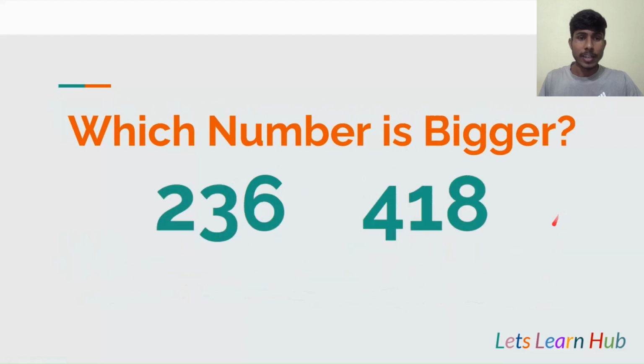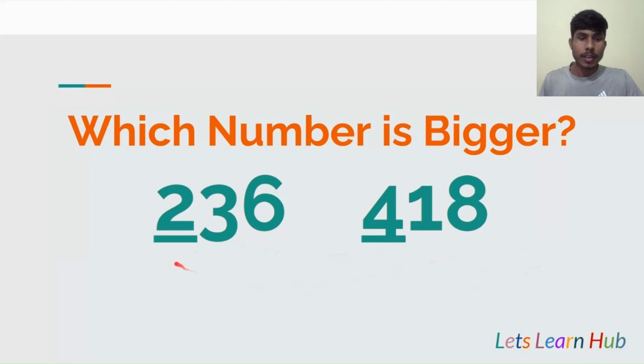And in our next example, we have 236 and 418. Again, both have 3 digits. So we need to follow the second rule. That is, start comparing from the leftmost digit to the right and check for the digit which is bigger. The number which has the bigger digit first will be the bigger number.